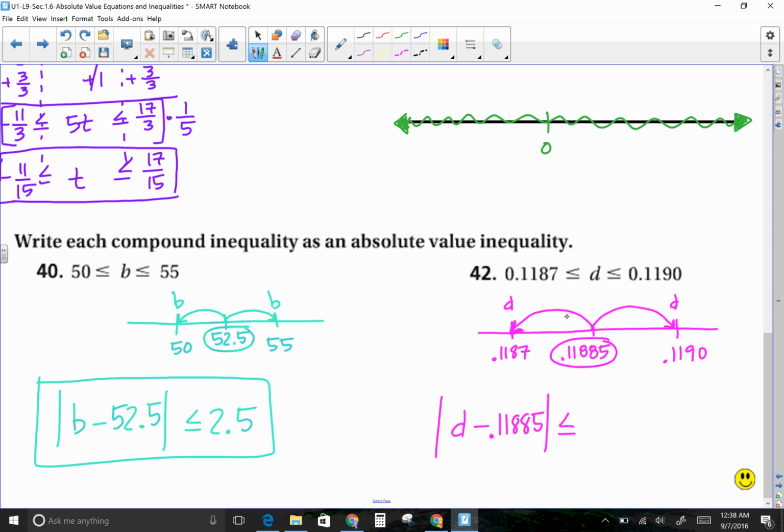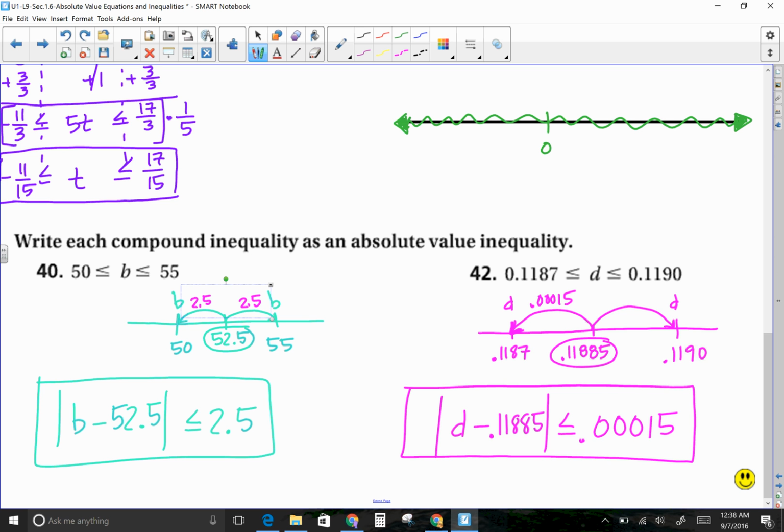And the other number, as you can see back over here, is the distance between the middle and the end. So what is our number over here? Well, if you subtract those, you will get 0.00015. So that is this number. And that's how you can write that statement in a more compact form.